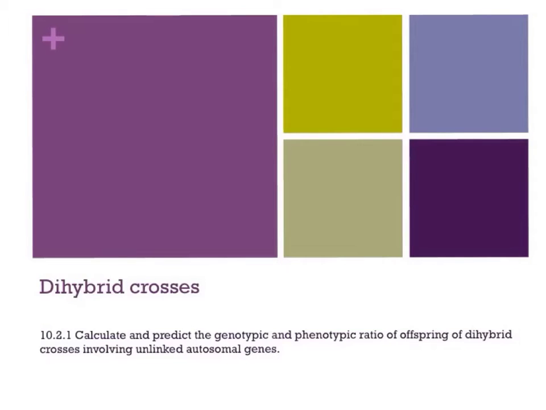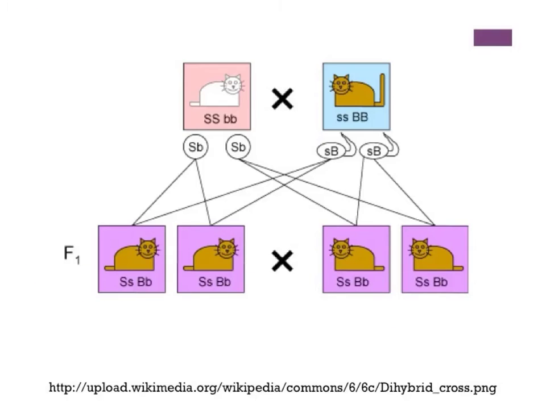Now that you've had a chance to look at one trait in a variety of different contexts, we are going to be looking at two traits at the same time and trying to predict the genotypic and phenotypic ratio of offspring based on those dihybrid traits. So here is an example.